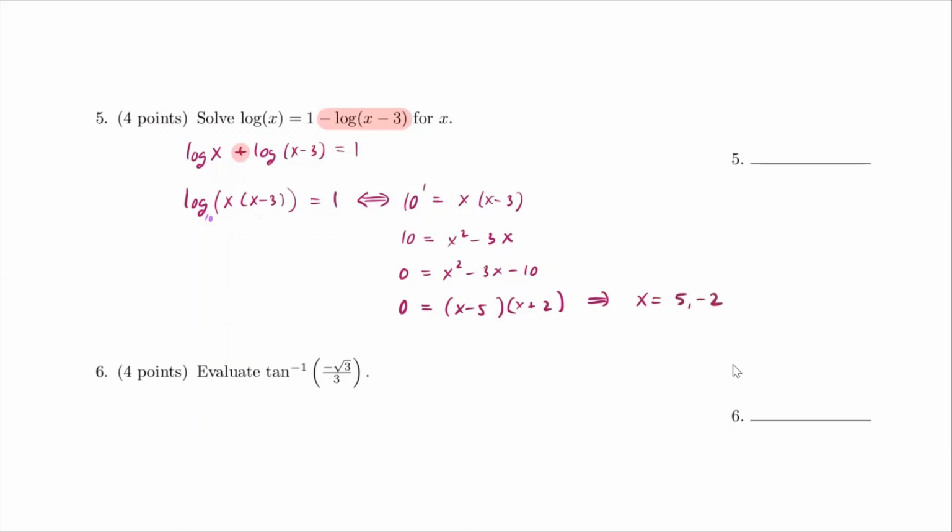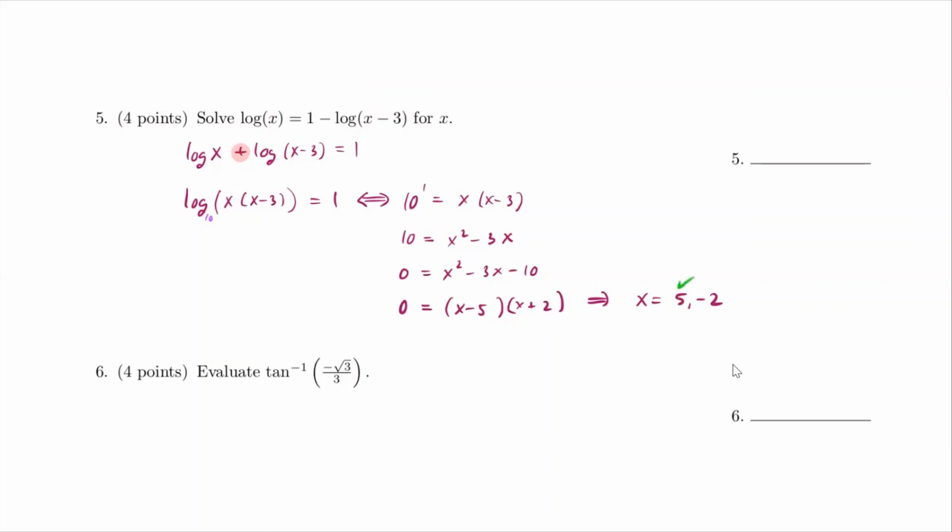Now, if you try to check your answer, for logarithms, you should always check. So I'm plugging each x into the original equation. When you plug in 5, this is log of 5, that's a positive value. This is log of 5 minus 3, that's 2. So log of 2, positive value, checks. So 5 is good. Now, what about if you plug in negative 2?